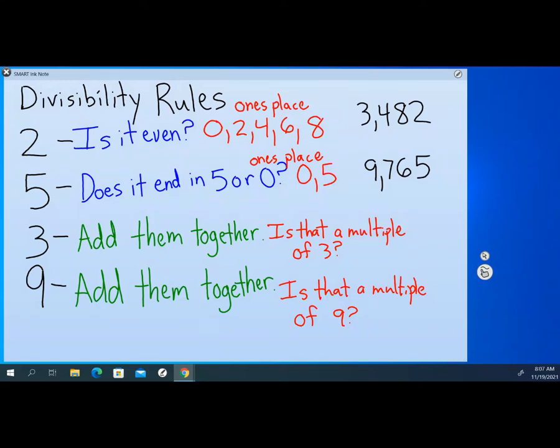Today, we're going to be talking about some quick ways that you can just look at a number or do something real quick and then potentially figure out if we can divide that number evenly or if the smaller number is what's called a factor.